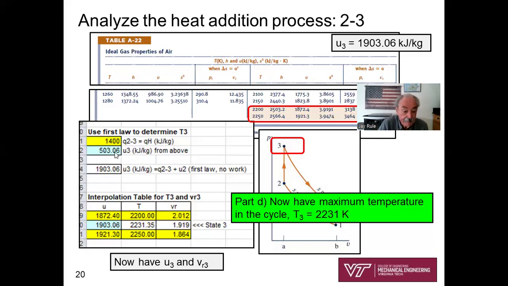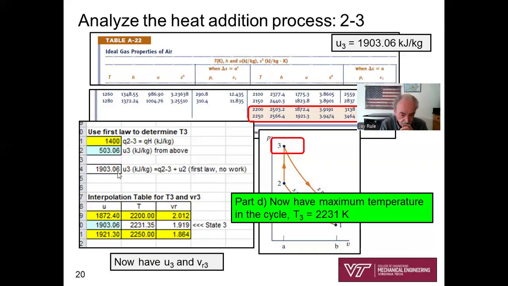So numerically, pardon me, I've got another typo. Look at this, 503.06. That's not U3, that's U2 from previous work. Sorry about that. That should be U2, 503.06. So I'm going to solve for U3 in the first law. U3 is Q from 2 to 3 plus U2. Gosh, how embarrassing. So I'm going to solve for U3: 1903.06. Oh, goody. I found U3.